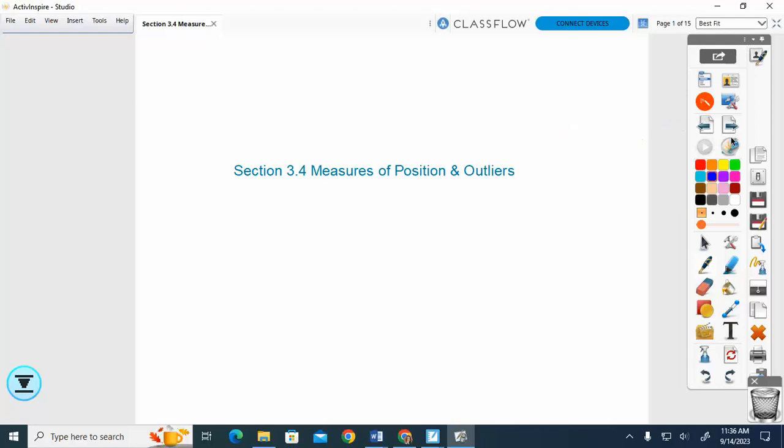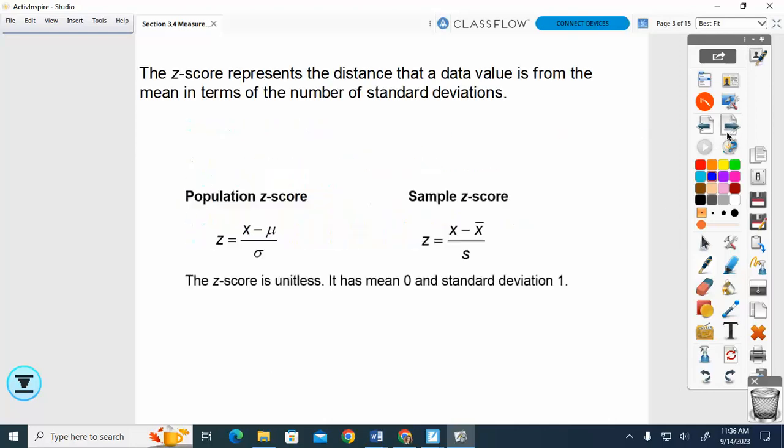And that's when we use what's called a z-score. So a z-score tells you how far something is from the mean in terms of standard deviations. So z-score is distance from the mean in terms of standard deviations.